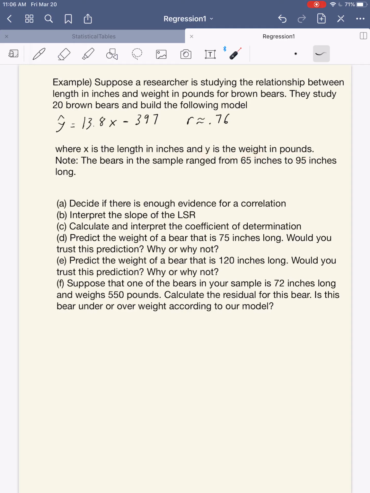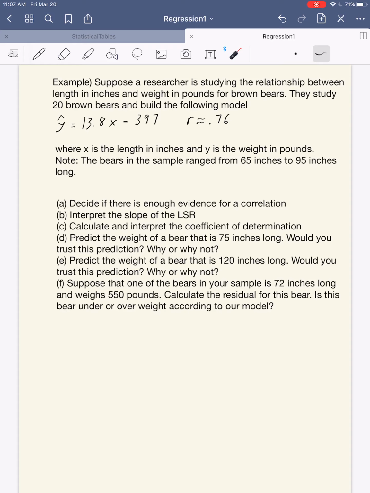So that's going to be the response. Then they also tell us this note that the sample ranged from 65 inches to 95 inches. And what this would be is that this is the explanatory range. In other words, this is sort of telling us that the bears that we looked at were anywhere from 65 inches up to 95 inches. And that's where we'd sort of want to make our predictions.